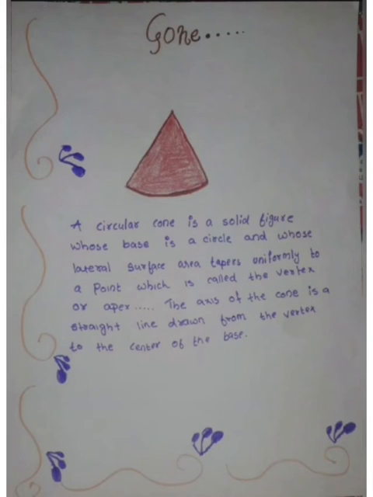Cone. A circular cone is a solid figure whose base is a circle and whose lateral surface area tapers uniformly to a point which is called the vertex or apex. The axis of the cone is a straight line drawn from the vertex to the center of the base.